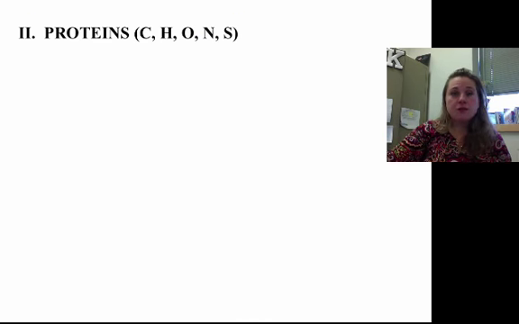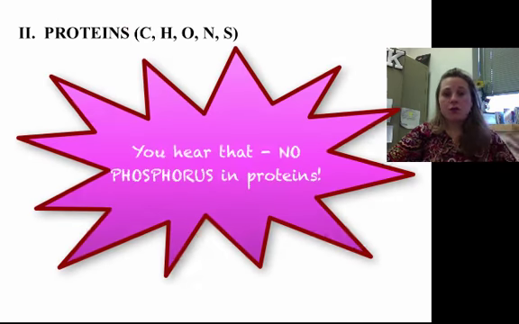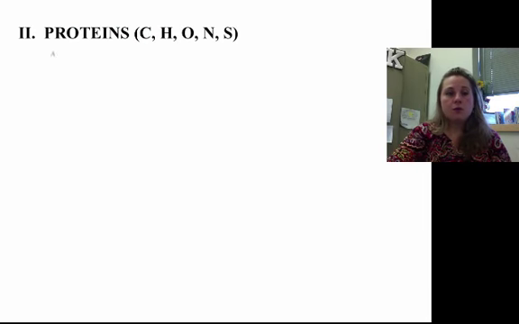All right, so proteins. Remember how I said that there are six main elements that make up these molecules? Well, proteins contain five of those six. They contain carbon, hydrogen, oxygen, nitrogen, and sulfur. The only one they're missing is phosphorus. So you won't find any phosphorus present in our proteins. Okay, so there you have it.